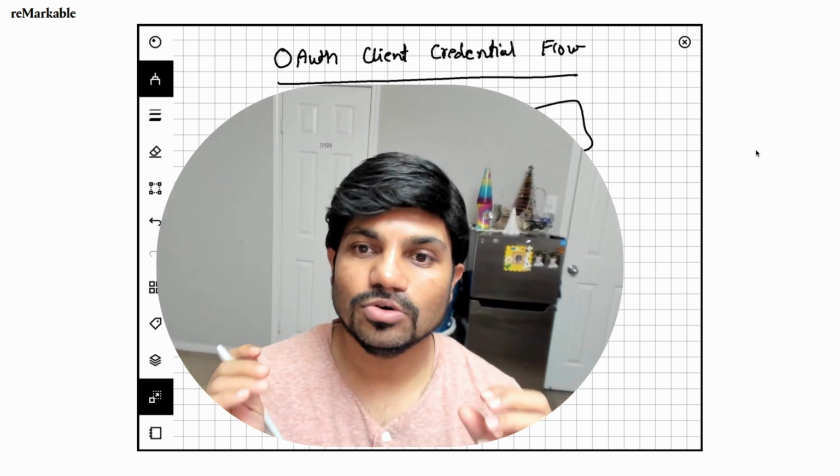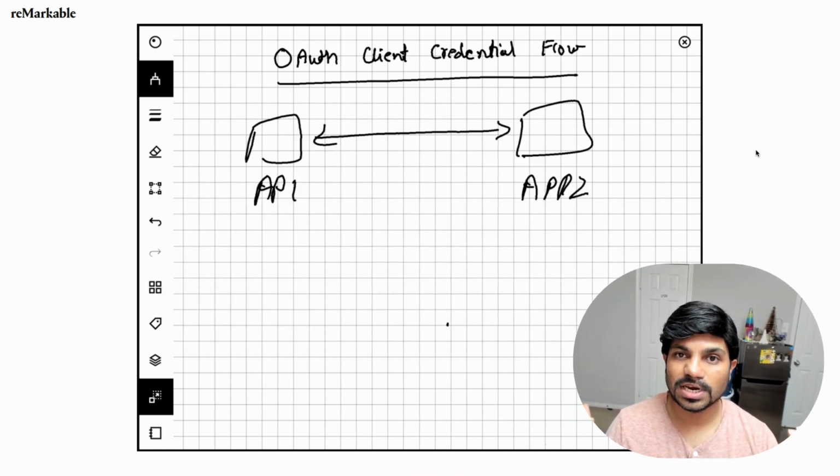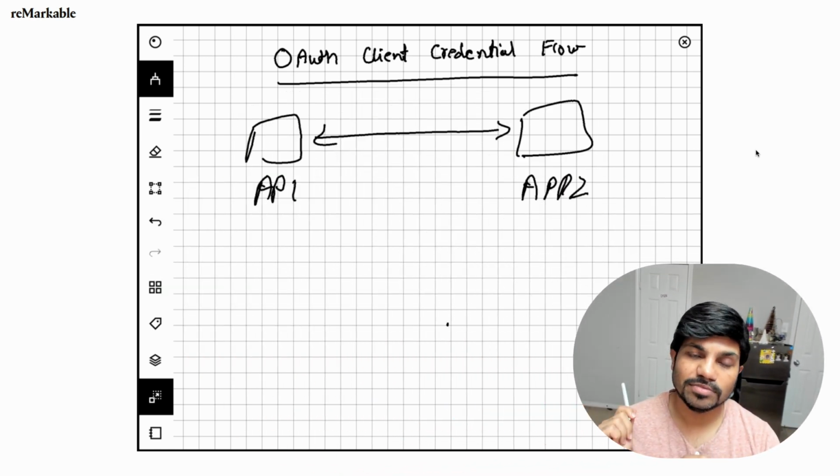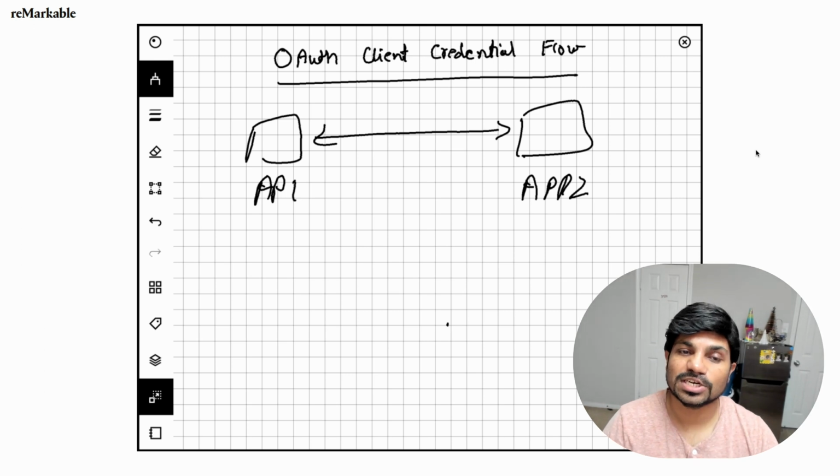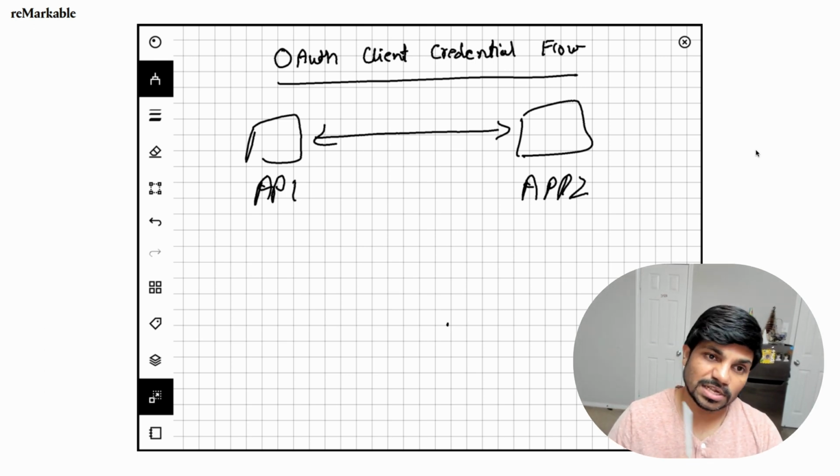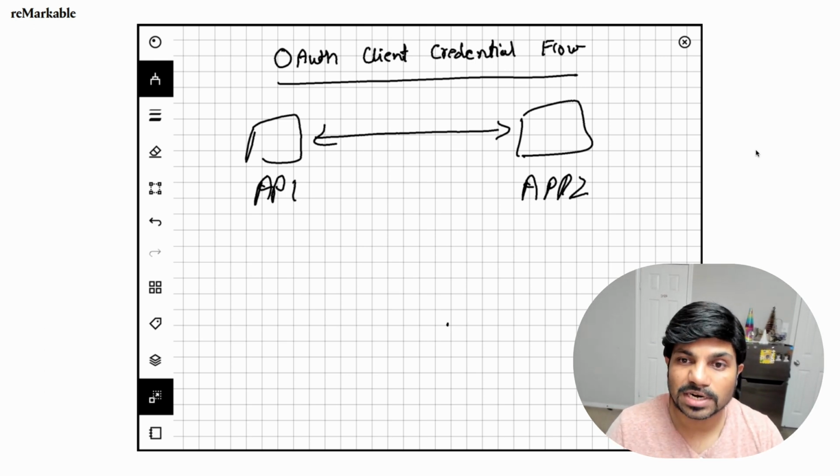Hi friends, today I'm going to tell you about how two machines or two microservices can communicate safely, and we'll follow the OAuth client credential flow so that things are safe, and what the best practices are, we'll learn in this video.